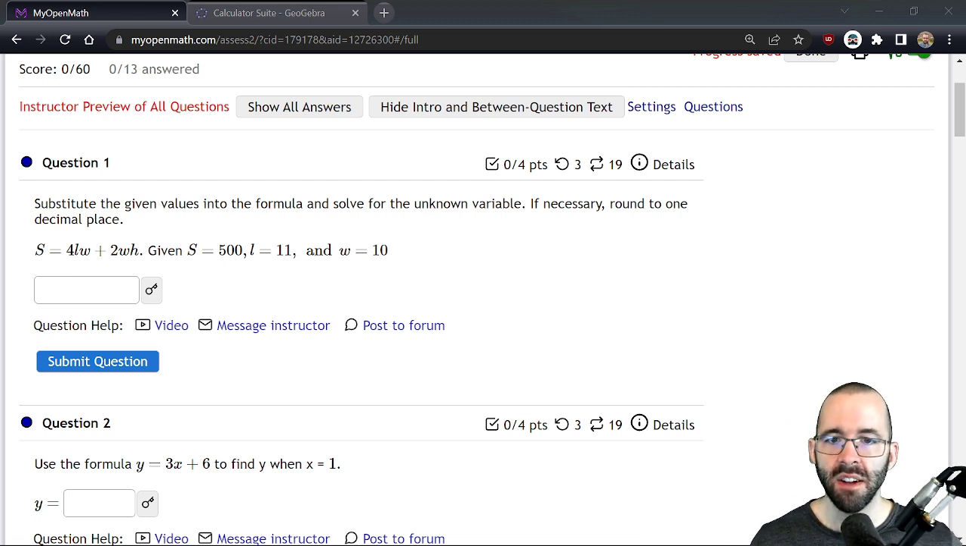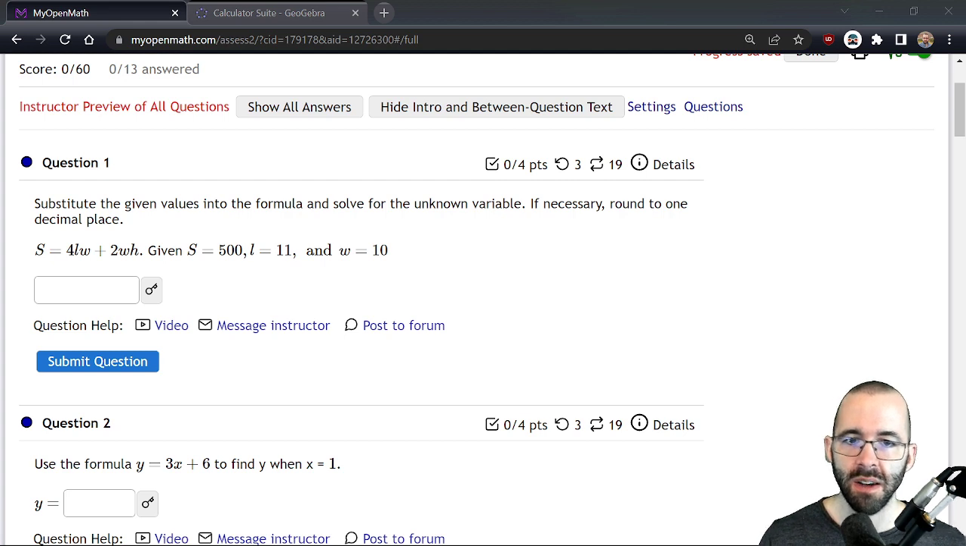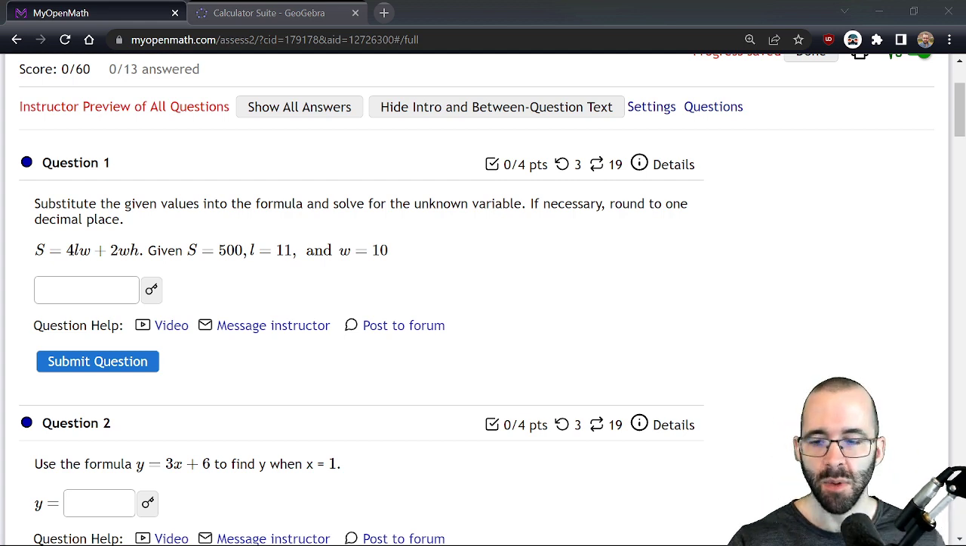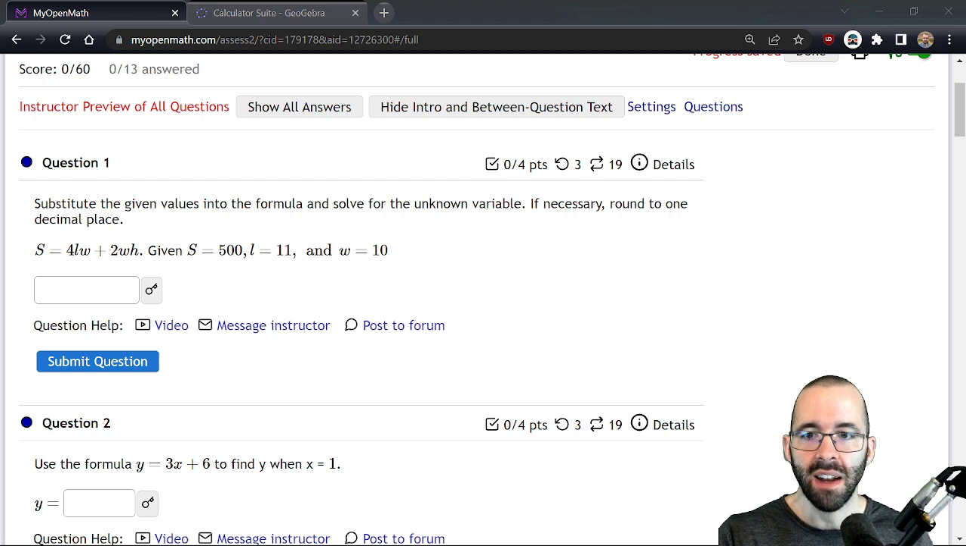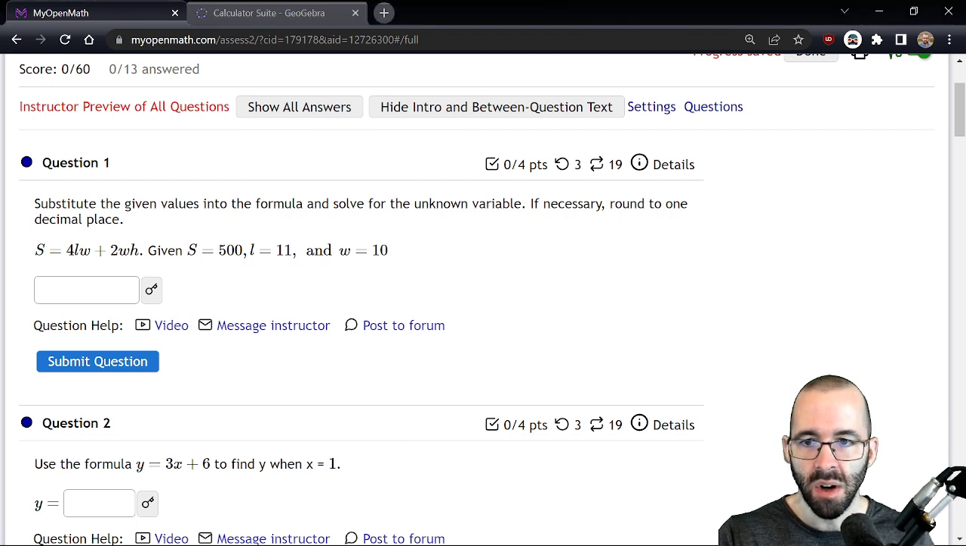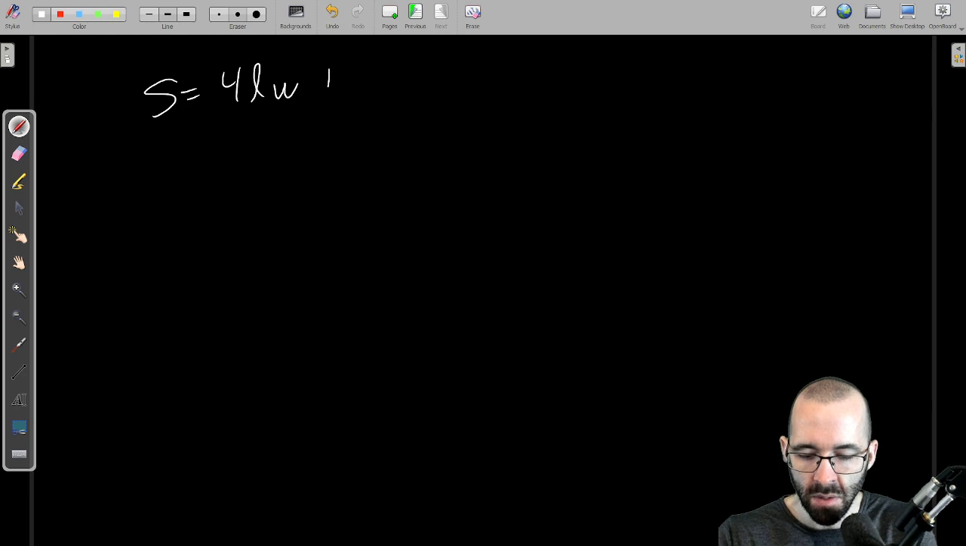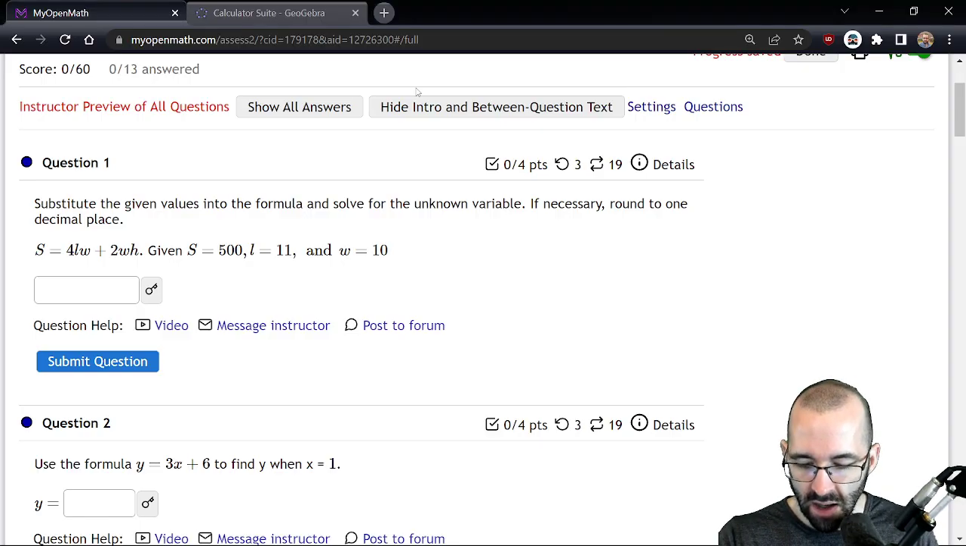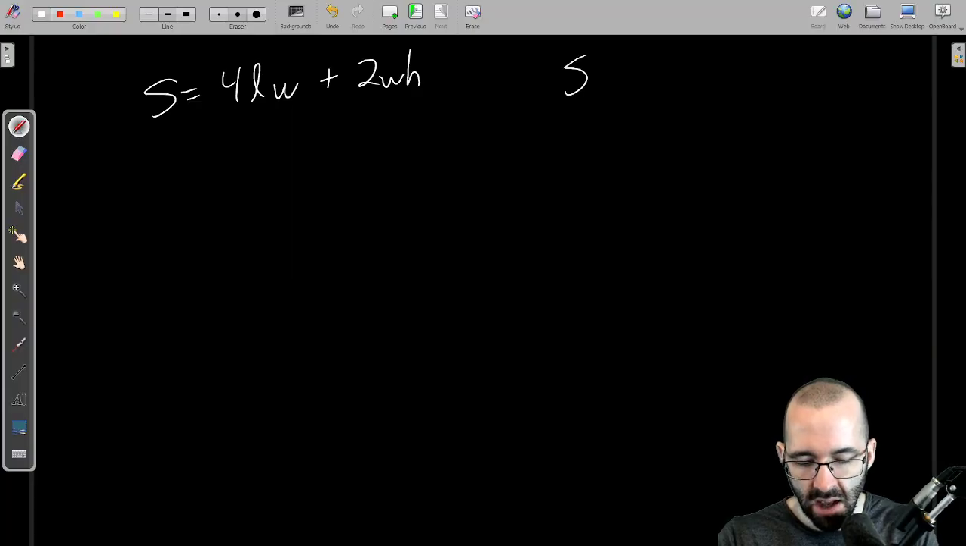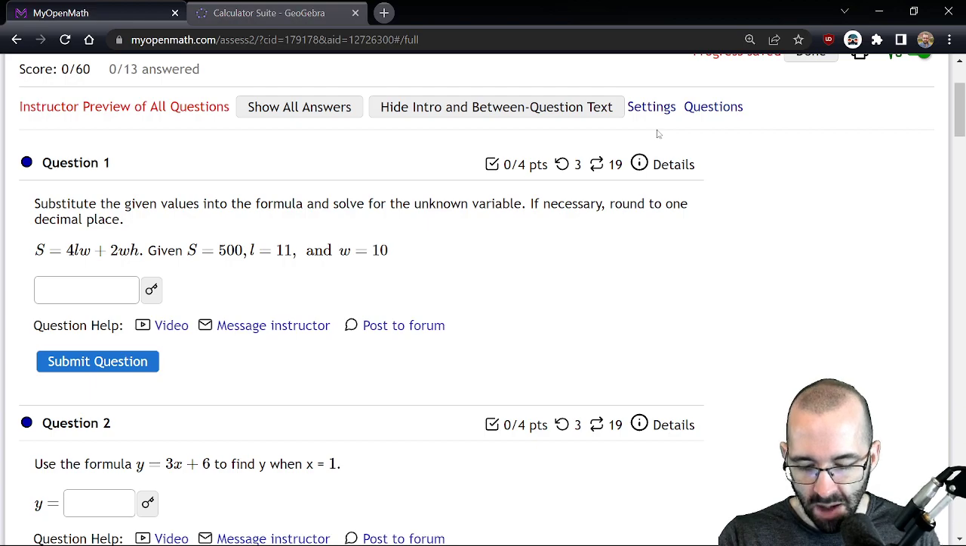Substitute the given values into the formula and solve for the unknown variable. If necessary, round to 1 decimal place. So we got S is equal to 4LW plus 2WH. No. Consistent colors. 4LW plus 2WH. S is 500. L is 11. And W is 10.